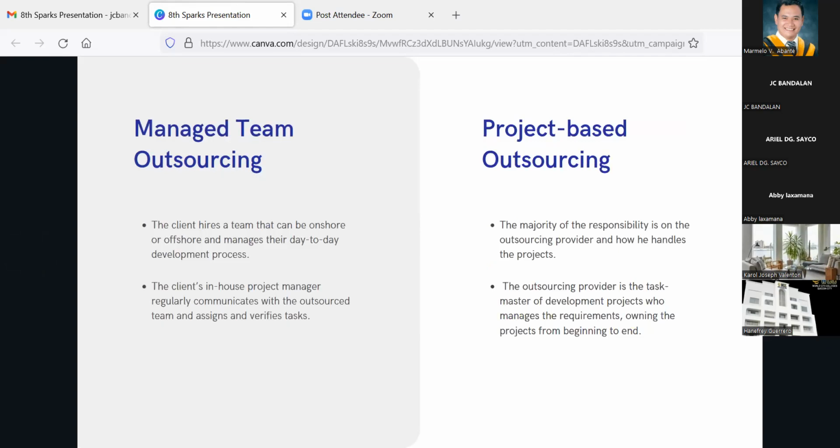Managed team outsourcing. The clients hire a team that can be onshore or offshore and manages the day-to-day development process. The client's in-house project manager regularly communicates with the outsourced team and assigns and verifies tasks.